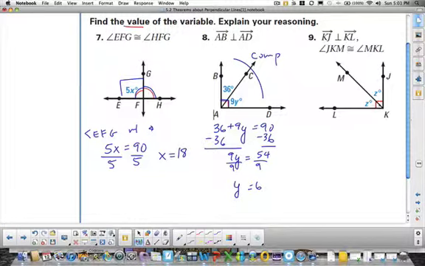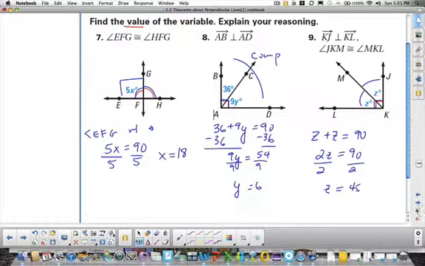And the last one, again, I know KJ is perpendicular to KL. So this is 90 degrees. And I know that these two angles are congruent. So they're both labeled with the same measure. We called it Z. In this picture, you could just as easily use X. Z plus Z is equal to 90. Simplifying that gives me 2Z is equal to 90. And dividing by 2 gives me Z is equal to 45.